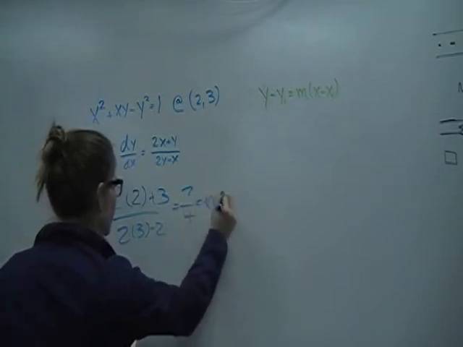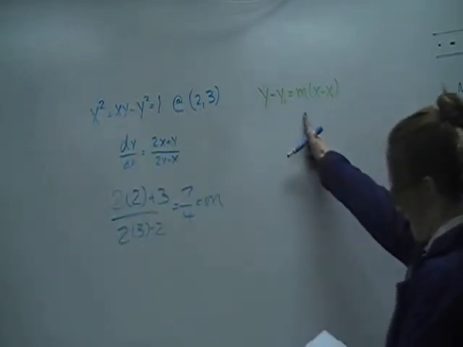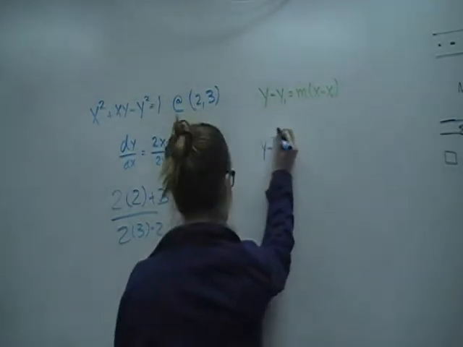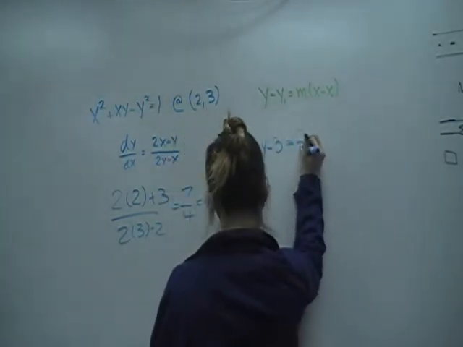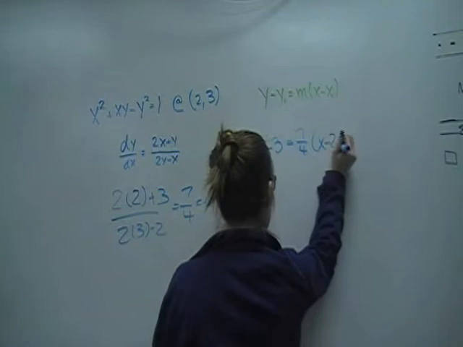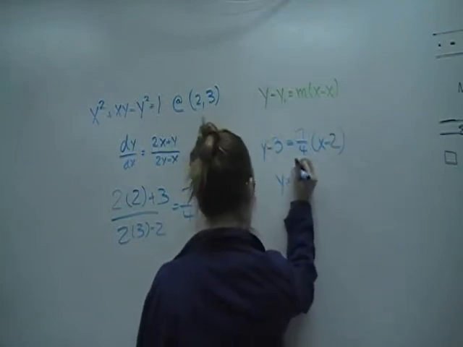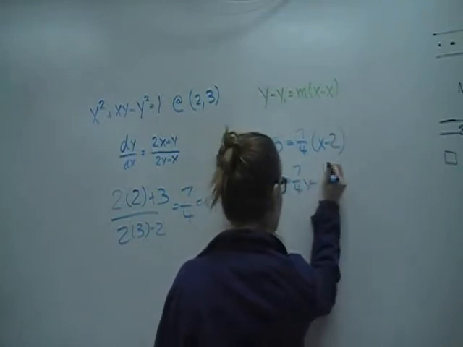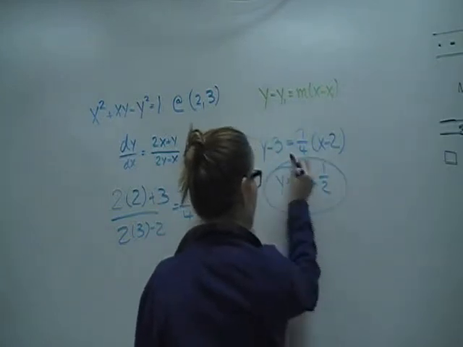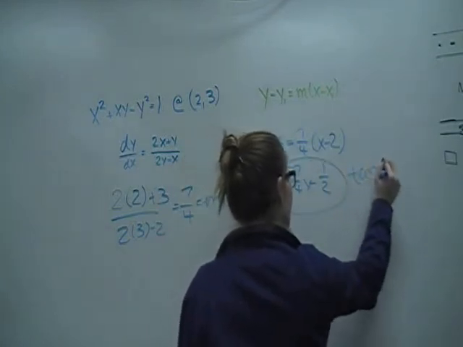Next, plug in your slope into the point-slope equation, and also use your point (2, 3). Simplify, and you have found your tangent equation.